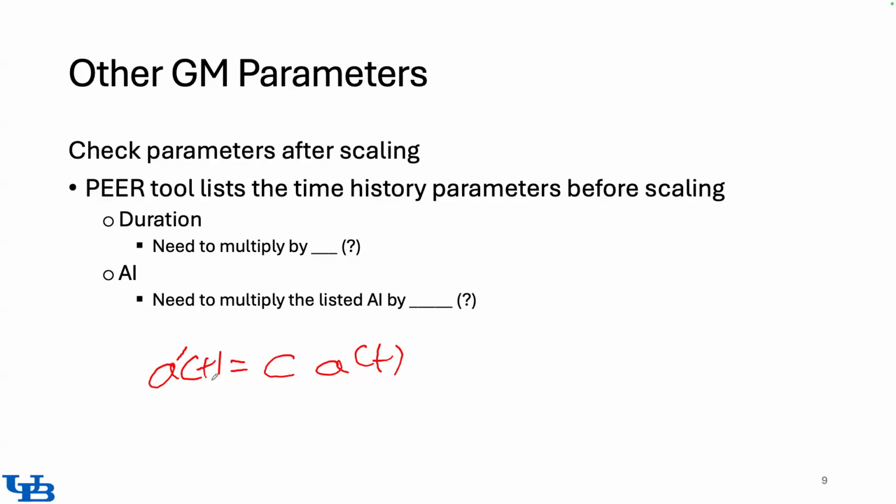Its duration will be unaffected by the scaling factor that we apply, because the duration is based on the normalized Arias intensity. The Arias intensity, AI, is proportional to the integral of the acceleration squared, with a factor of 1/2 pi. So applying this factor of c, the Arias intensity will be increased by that constant squared.